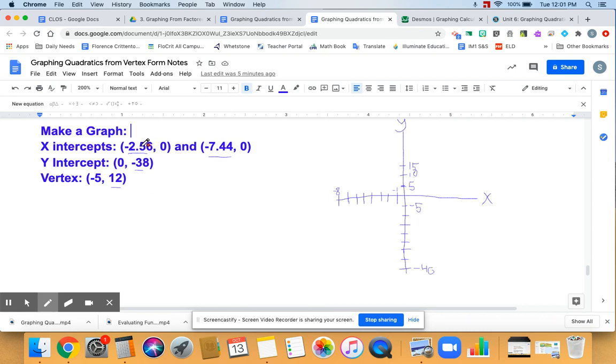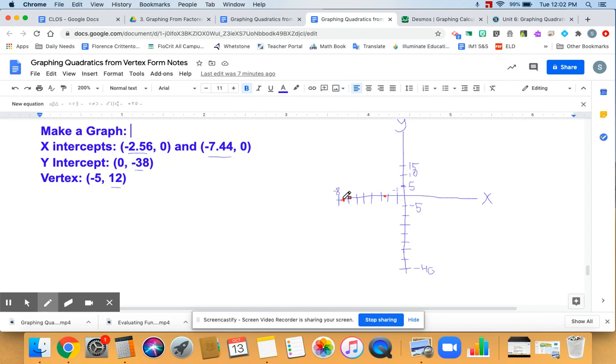If I want to graph these points now, negative 2.56, it's about 2.5. So negative 1, negative 2, and about a half is right here. And I get to put the point because 0 means I'm not going up or down. So to plot negative 7.44, 0.44 is like 44 cents, and it's close to half. So I'm going to estimate it about negative 7.5. So negative 1, negative 2, negative 3, negative 4, negative 5, negative 6, negative 7. And about a half more would be about right here.